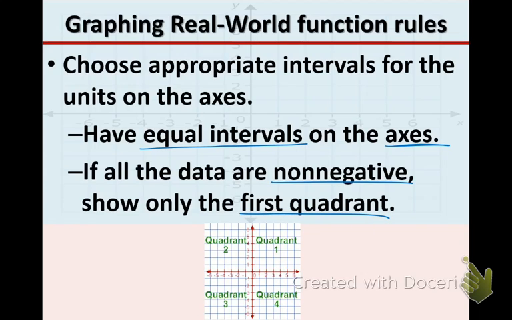So once you have those blanks filled in, go over to the graph on the side of your note sheet and label the quadrants. Quadrant 1, quadrant 2, quadrant 3, and quadrant 4. It is always going to go in that order, so it's counterclockwise.